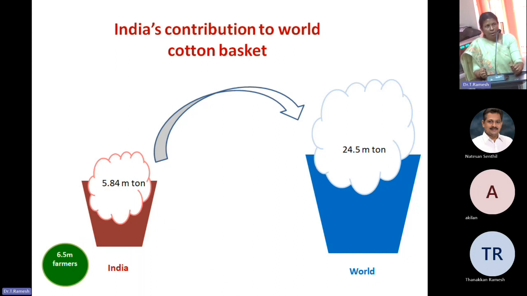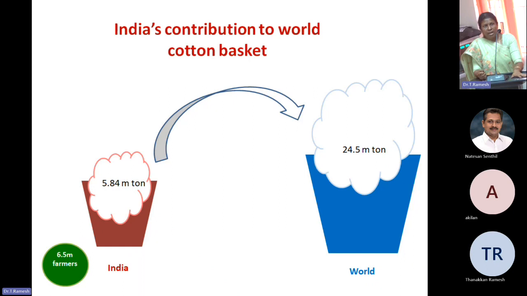Worldwide also we are number one. So 25% of the world cotton basket is being contributed by our small and marginal farmers, about 6.5 million farmers of our country. We have to be proud of it.